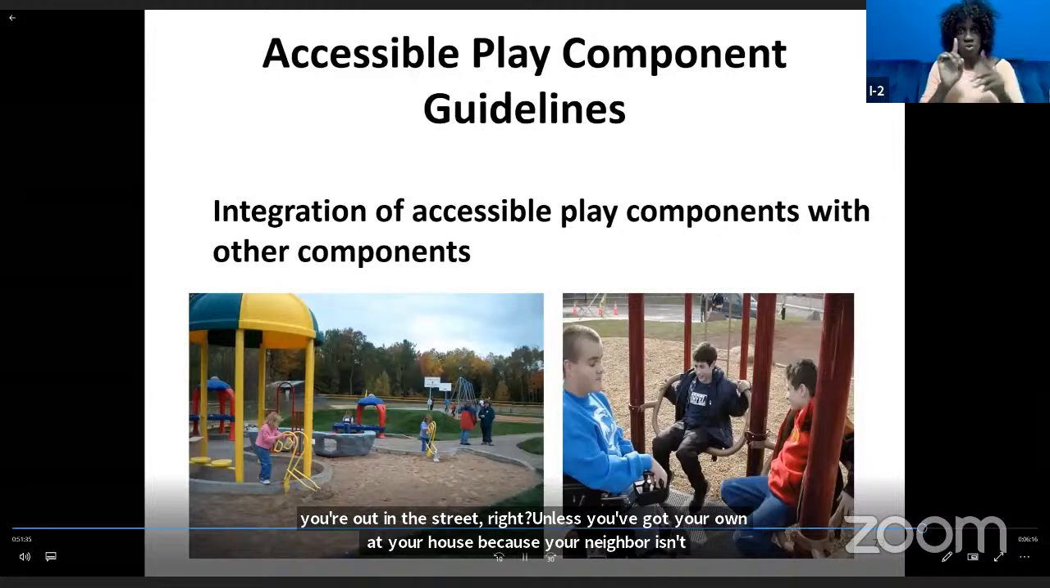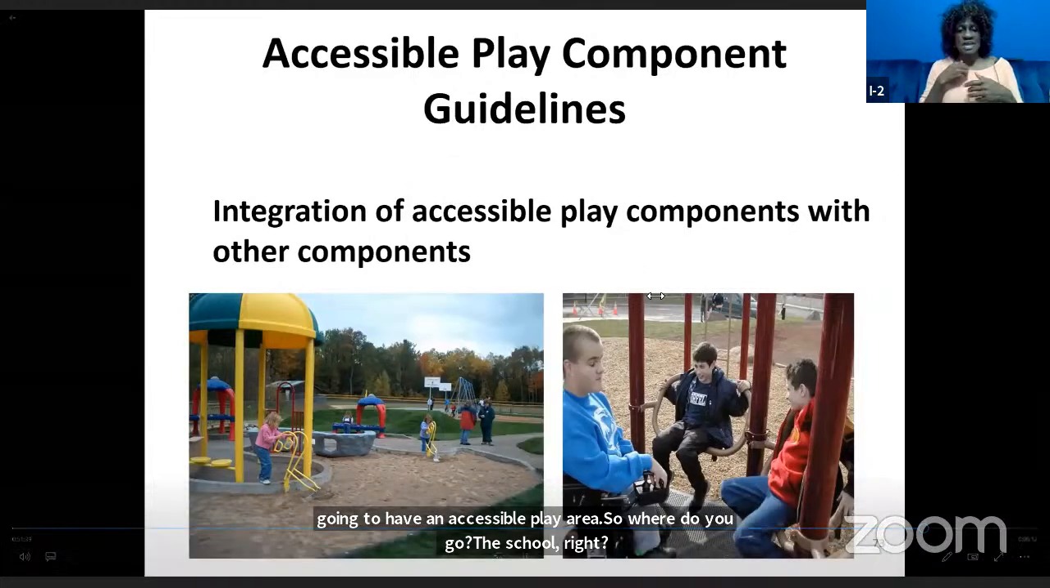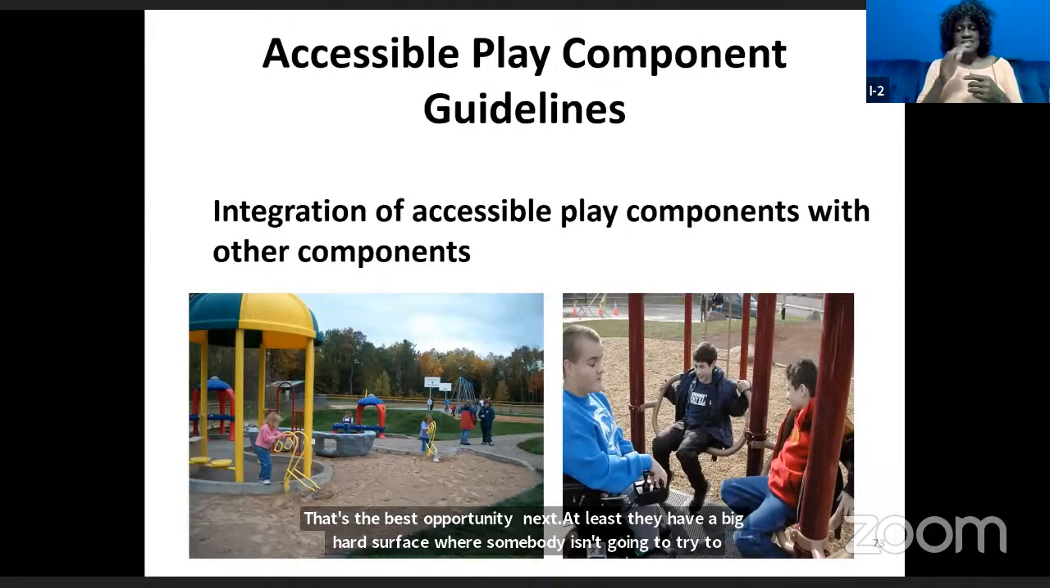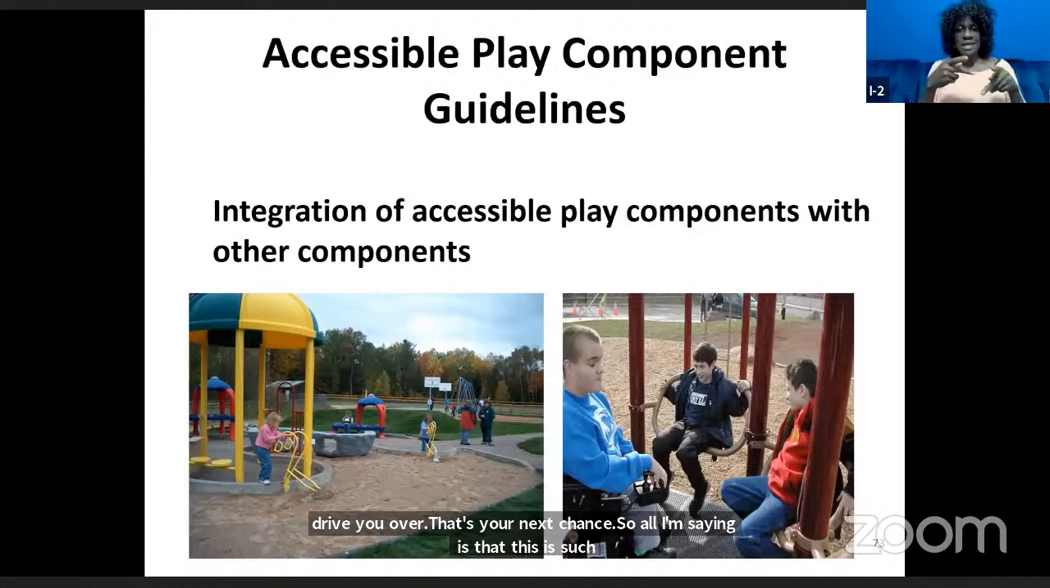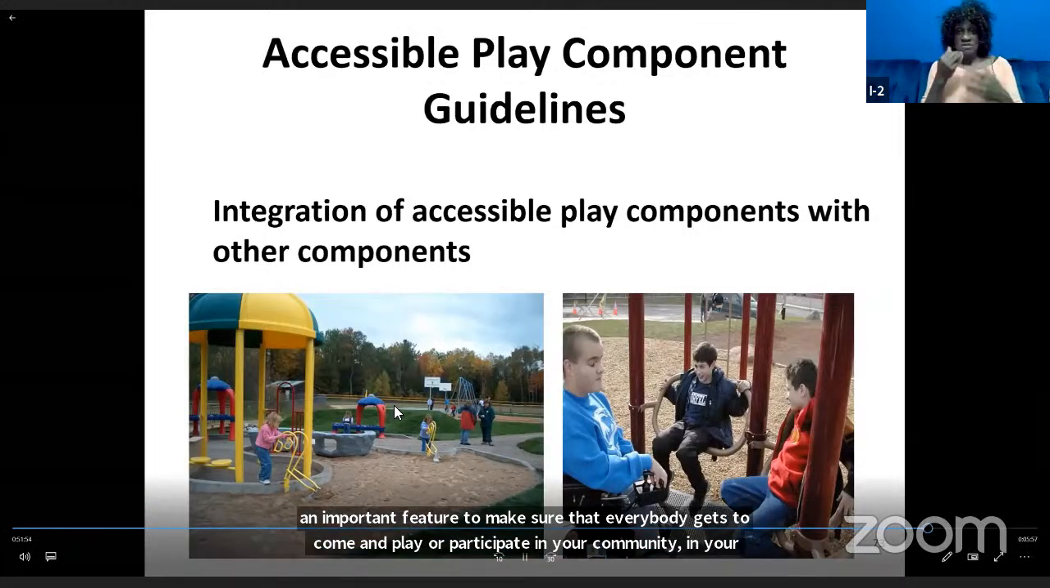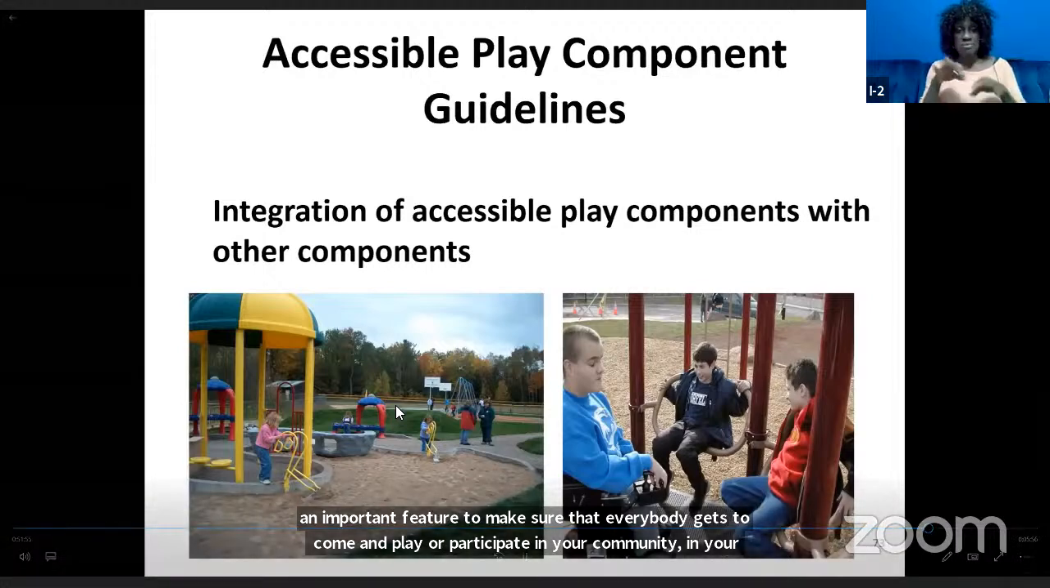You go to the school, right? Because that's the best opportunity next. At least they've got a big hard surface where somebody's not going to try to drive you over. That's your next chance. So all I'm saying is that this is such an important feature to make sure that everybody gets to come and play or participate in your community, in your environment. And whether you're exempted or not, it could be a real big statement on inclusion.